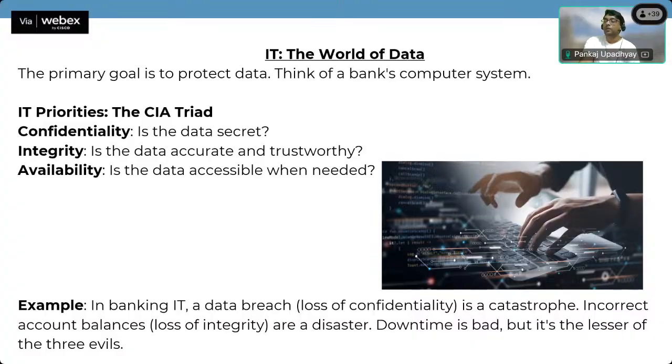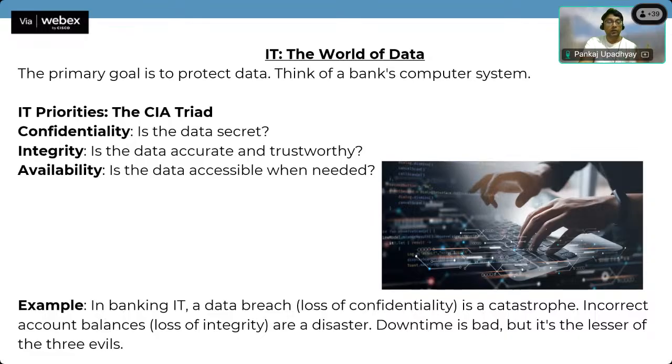So when we talk about the CIA in IT, confidentiality is the primary one we have to consider. Confidentiality should be there first. That's the main objective: the data is secret and accessible only to authorized people. Then integrity comes. That is, the data which we are giving access to, is it accurate and trustworthy? And availability would be the third pillar: is data accessible whenever it is needed?